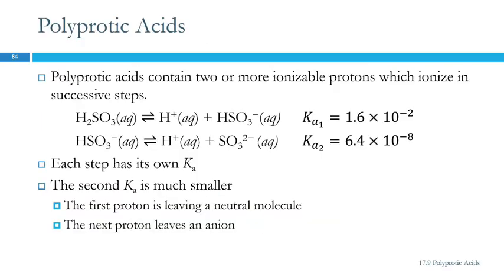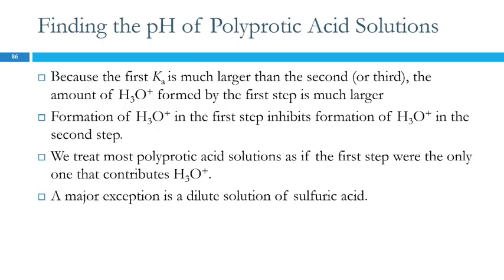So if you go back to this guy. Here, this one is creating hydrogen ion, and so this one now isn't starting with 0. It's starting with the hydrogen ion concentration that was present here. If we've got extra hydrogen ion, that's going to cause this equilibrium to shift towards the left, and so we'll get even less hydrogen ion from that one. So for most polyprotic acids, we can just look at the first step. An important exception is if you have a dilute solution of sulfuric acid, then you do have to consider both of them.